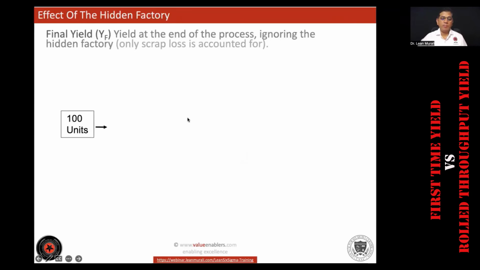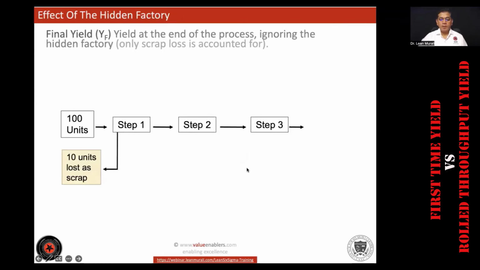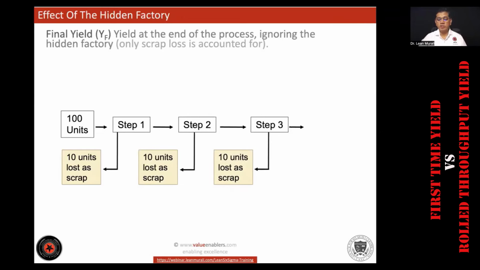Okay. Example, 100 units have come here. Step 1, step 2, step 3. Let's say 10 units lost as scrap in each of these steps. Then finally 70 units have come out. Okay, 70 units as final yield. If this is clear, type super clear in the chat box.